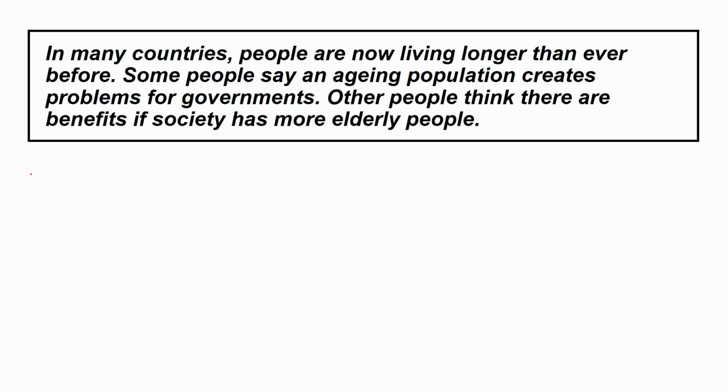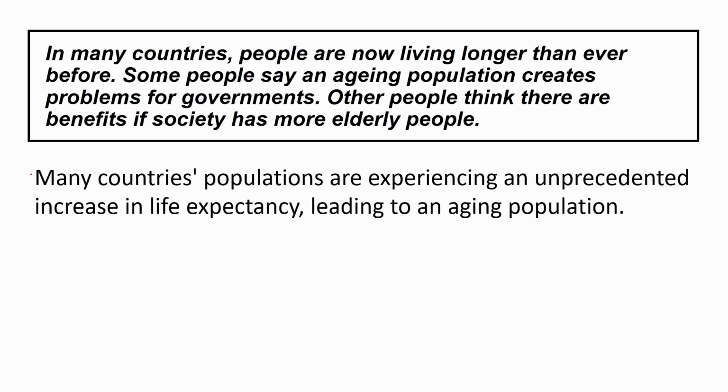So the third step is to paraphrase. This is my paraphrase. Many countries' populations are experiencing an unprecedented increase in life expectancy, leading to an aging population. Instead of in many countries, people are now living longer, I used many countries' populations are experiencing increase in life expectancy. Instead of than ever before, I used an unprecedented increase. And also I mentioned that this trend is leading to an aging population. And by the way, aging with and without E is correct.